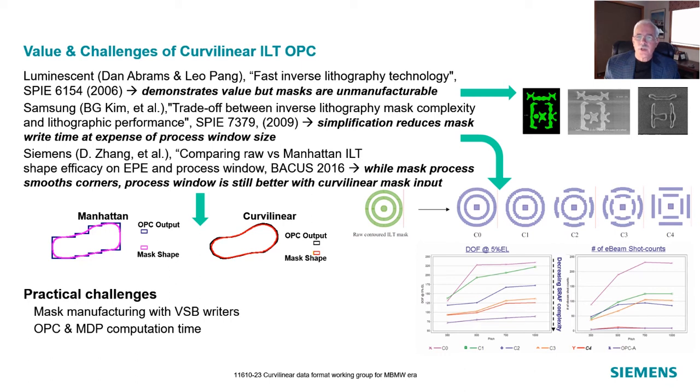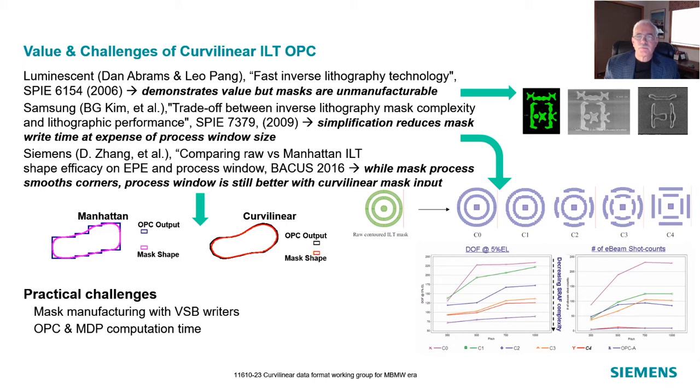In 2009, Samsung looked at simplification methods to see if it was possible to find a solution that produced acceptable write times and a reasonable process window improvement, but concluded that by the time simplification allows for acceptable write times, the value of curvilinear in terms of process window was lost.